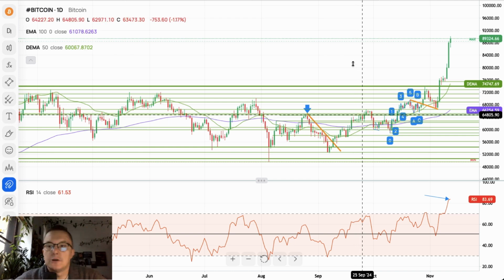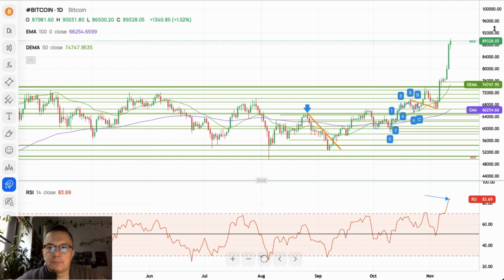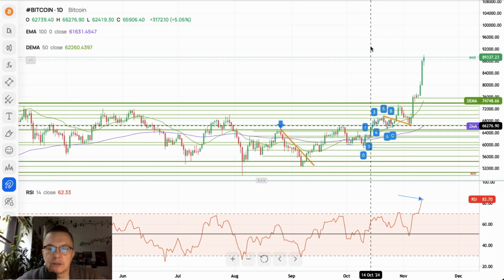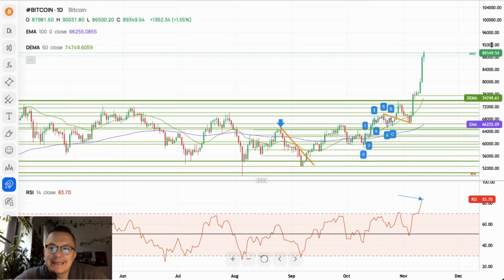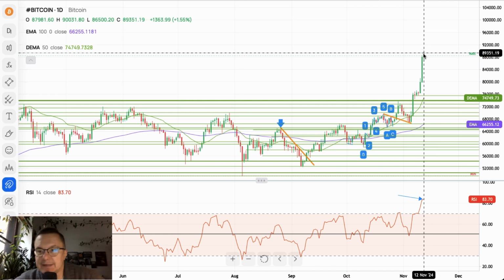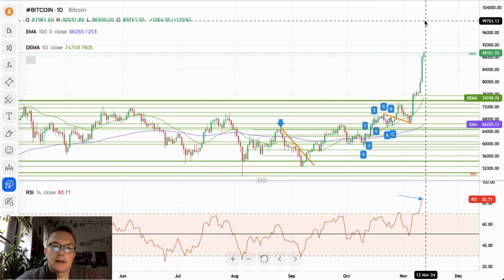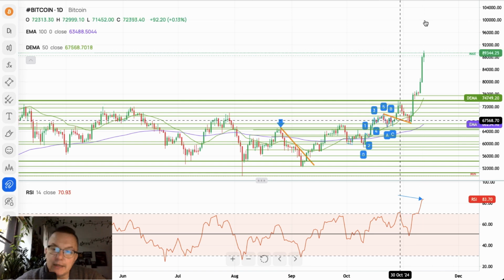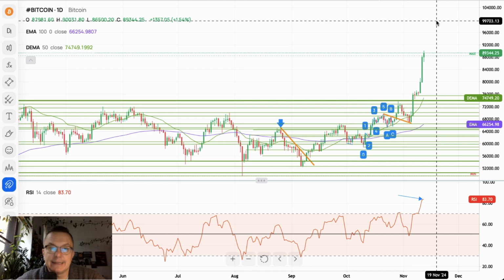The next rational level, the rational price projection, rational technical resistance or profit taking level is $100,000, and the Bitcoin is less than 10% from it. So we might see some sort of a spike towards this level. There is a substantial amount of traders who will just close the long trades at this level, and the short traders might enter at this level because it functions as a psychological round number.